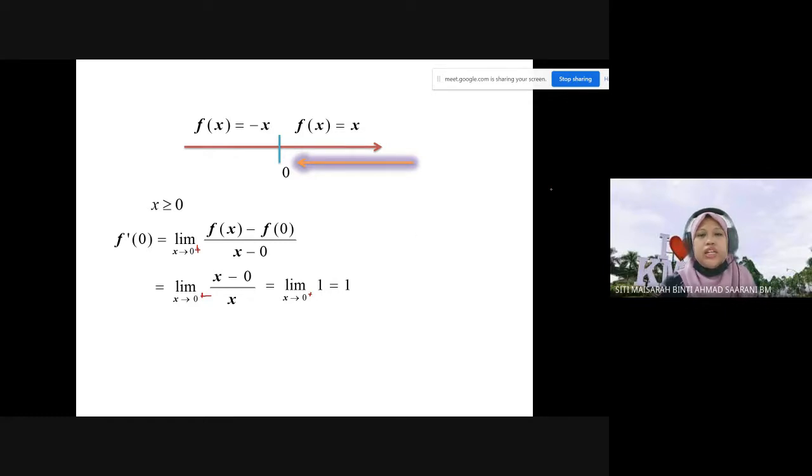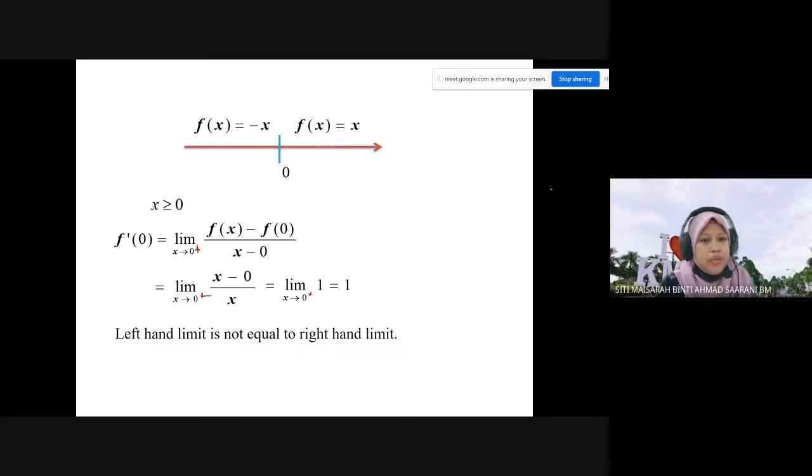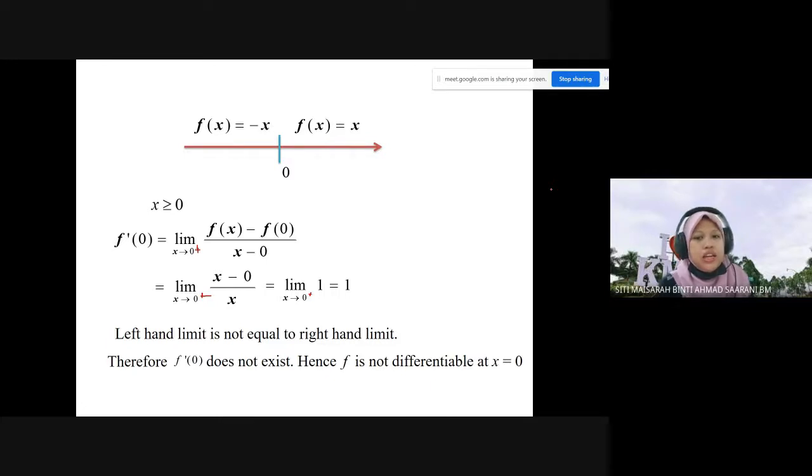Okay. So tadi kiri kita dapat negatif 1. Kanan kita dapat 1. So jadi sama tak? Tak sama. So left hand limit is not equal to the right hand limit. Left hand kita dapat negatif 1. Right hand kita dapat 1. So jadi f prime 0 does not exist. Hence, f is not differentiable at x equals to 0. So dia untuk example 3 ni pun not differentiable.